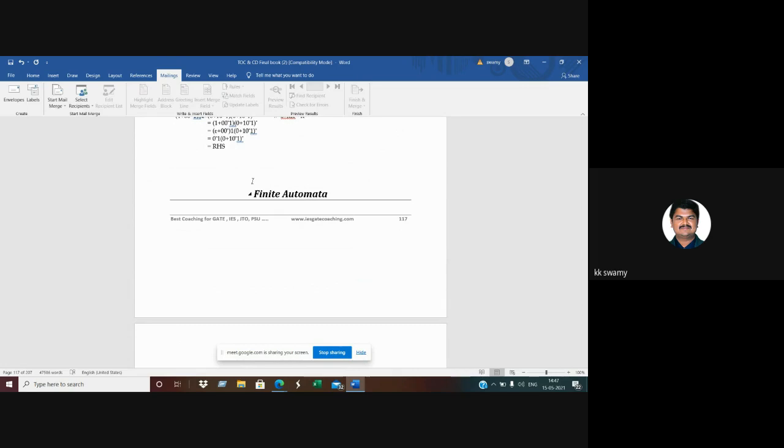If the string length is n, how many prefixes and suffixes are available? That is n plus 1. N plus 1 strings are suffixes or prefixes of the given string.